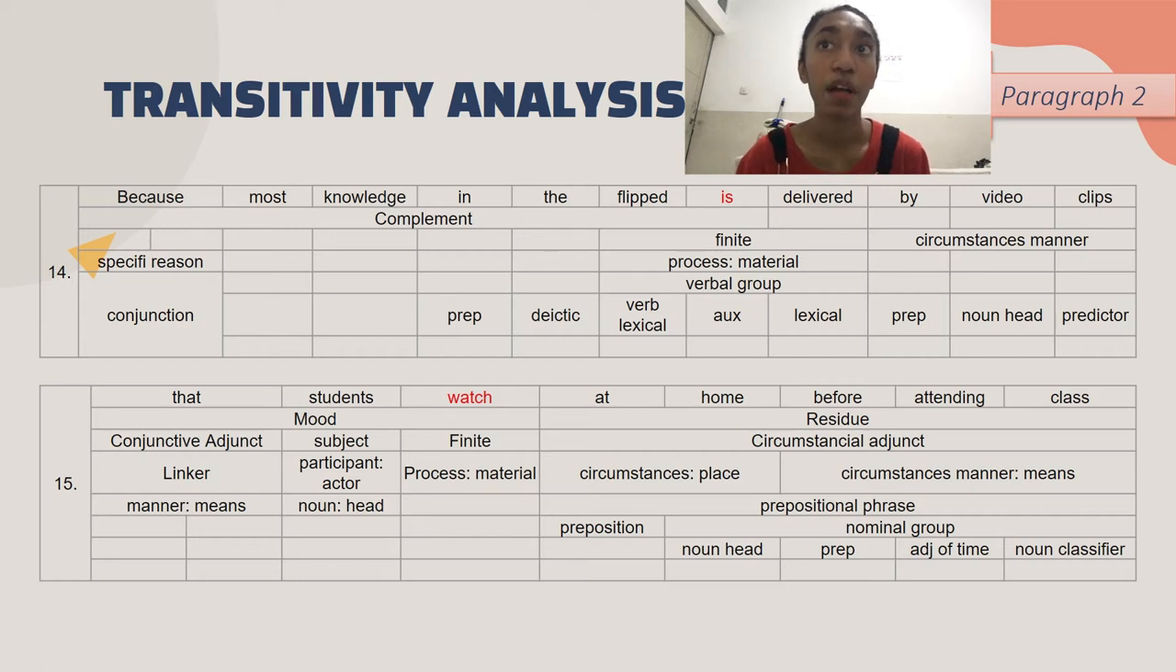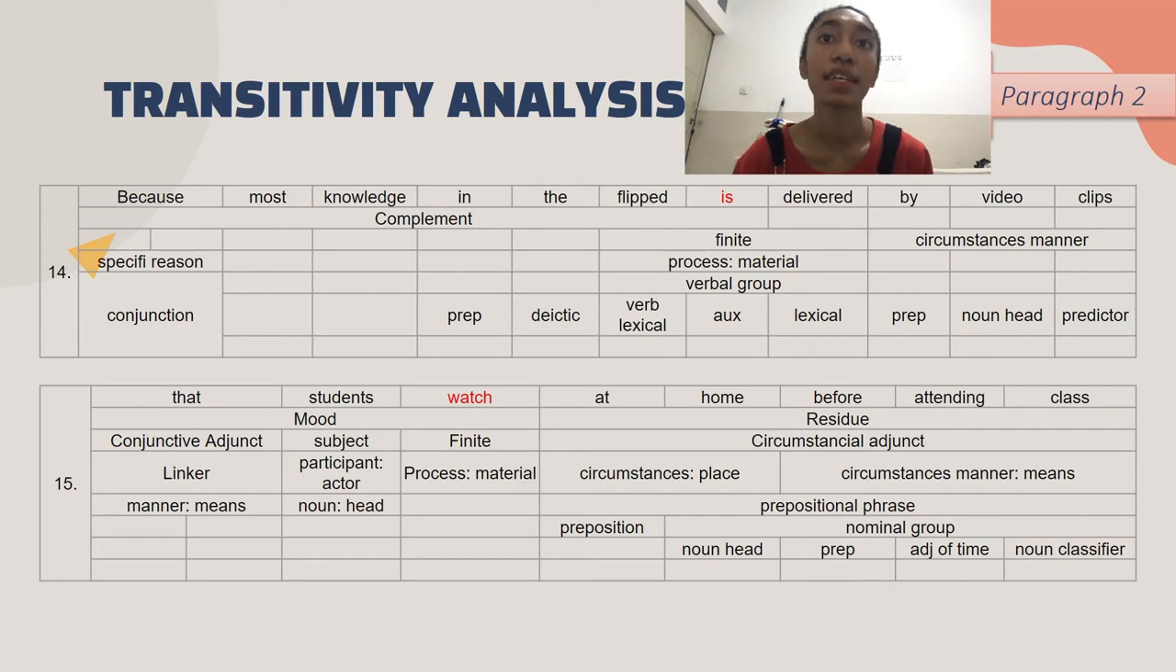a verb. Flip is delivered, a verbal group, which is finite, and the process is material. Flip is a lexical verb, is is an auxiliary verb, deliver is lexical. By video clips is a circumstance of manner, by is a preposition, video is the noun head, clips is the predicator.